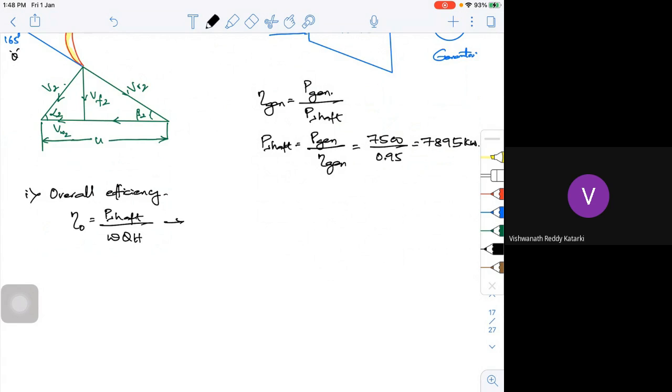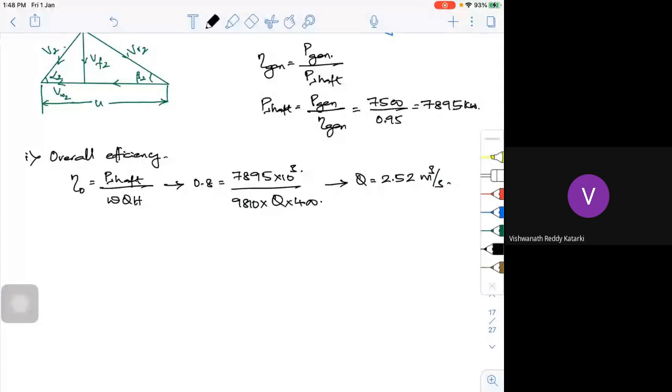They have given the overall efficiency as 80%, that is 0.8. The shaft power we just calculated is 7894.75, round it off to 7895 into 10 to the power of 3 watts, divided by omega, which is 9810, that is 1000 into 9.81, into Q into the head under which this turbine is working, which is 400 meters. If I substitute everything, I am getting my Q as 2.52 meter cube per second. This is the first thing.